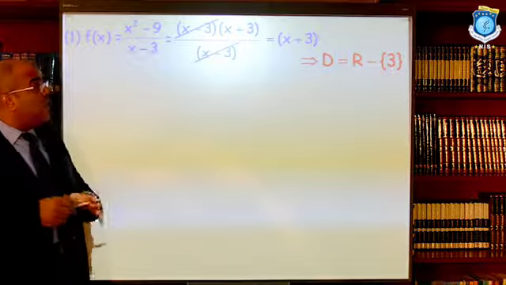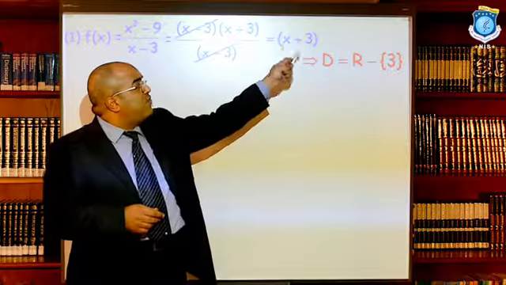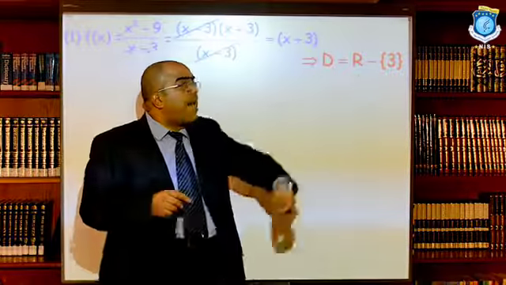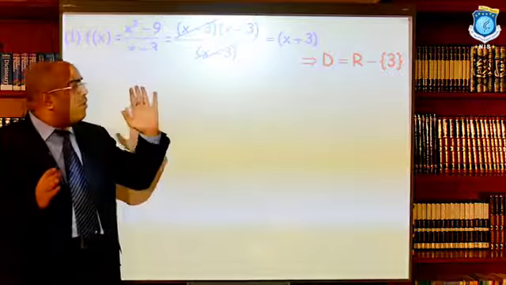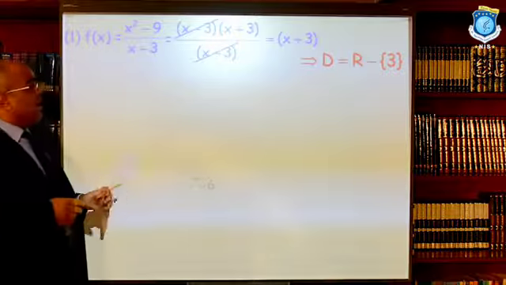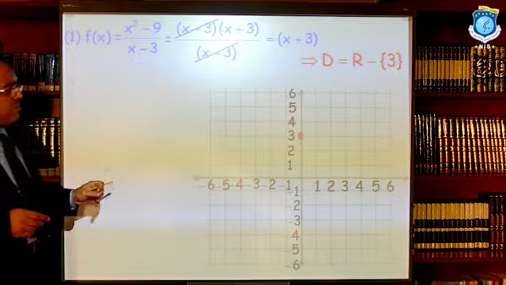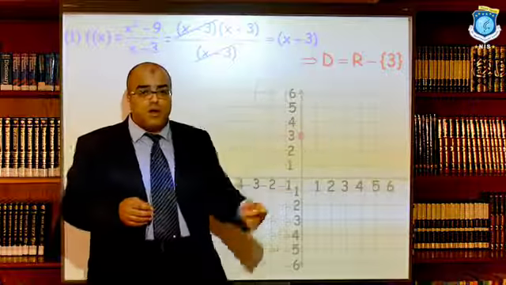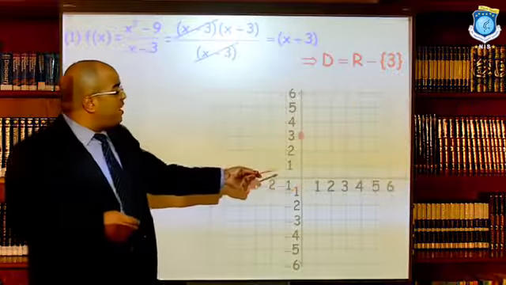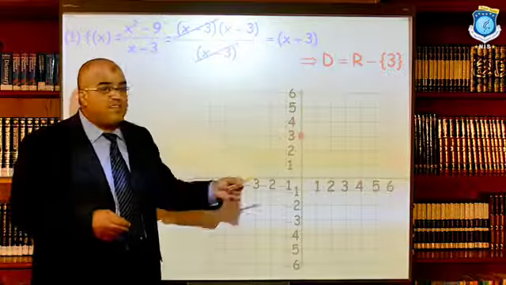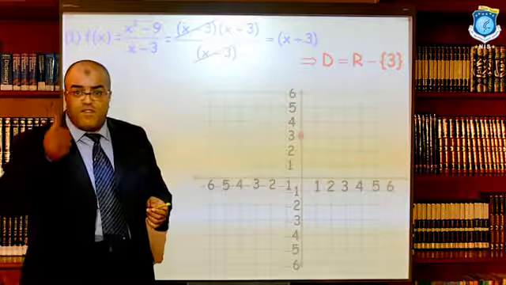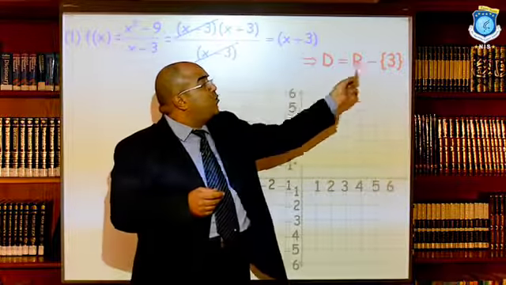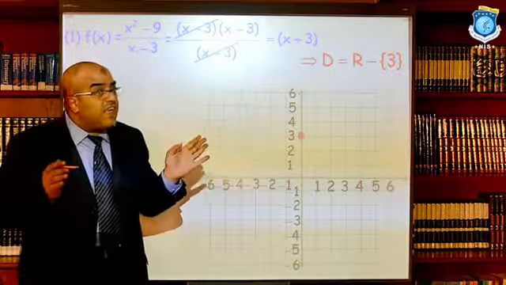Now this function is represented by a straight line, but at 3 we will have a gap, a circle, because 3 doesn't belong to our domain. Now let's see the graph. First point: we can replace x with any real number except 3. If we substitute x by 0, the image will be 3. So the first point is (0, 3).